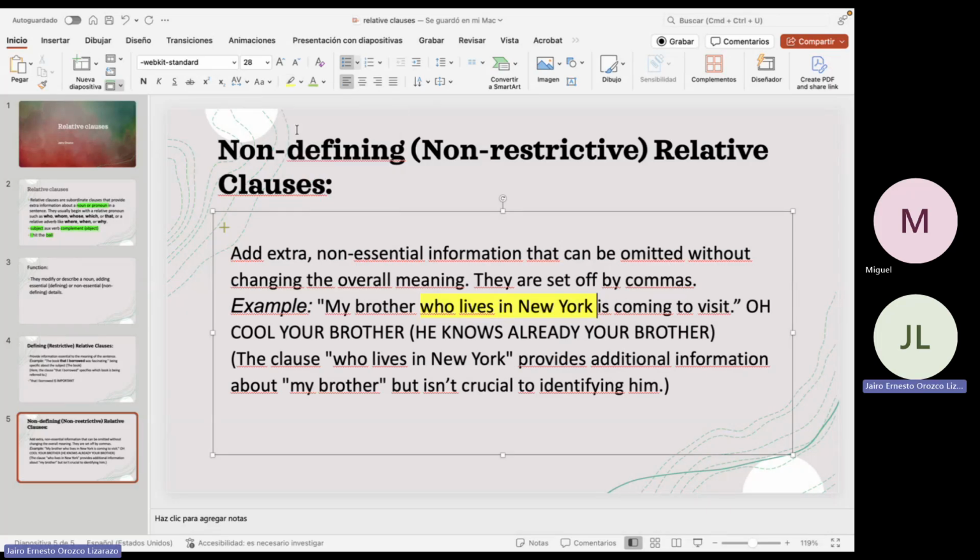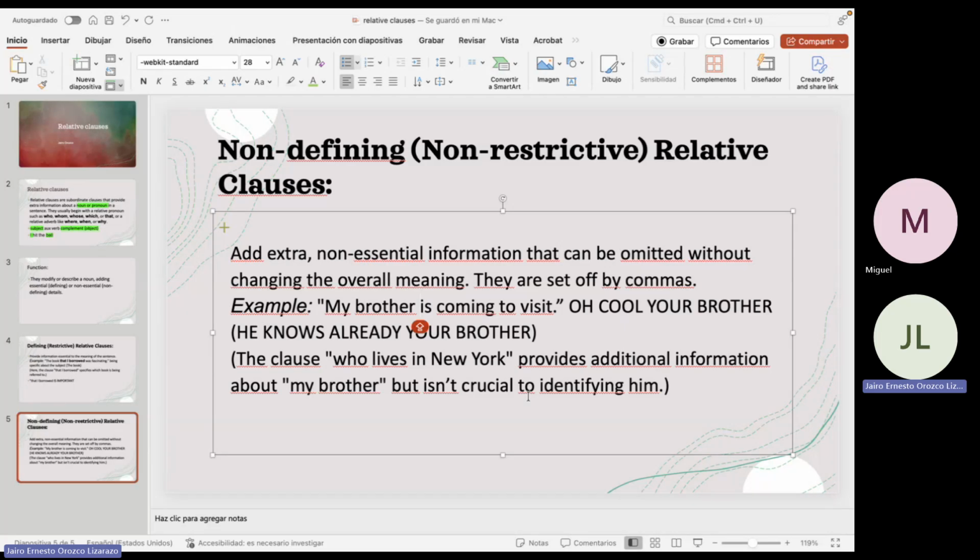It's non-defining. So my brother who lives in New York is coming to visit. Yeah, okay. I don't care if he lives in New York. That is not important to me. So you can only say this, and that makes sense. My brother is coming to visit. Okay, your brother. I know your brother. Yeah?